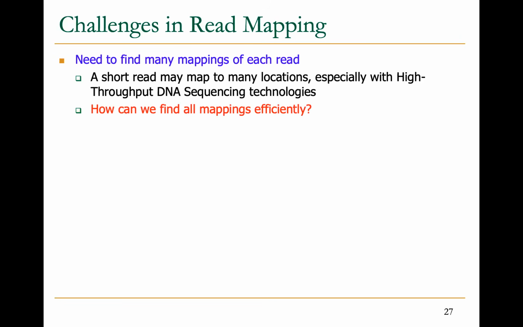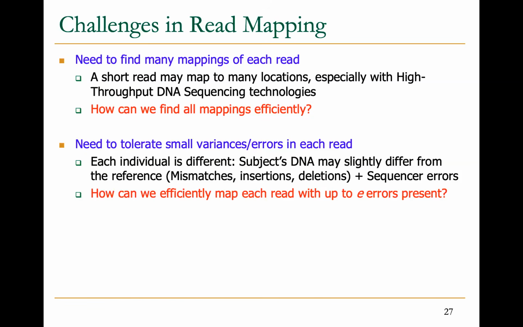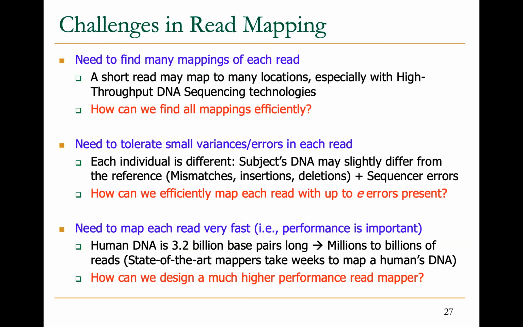So what are the challenges in read mapping? This was actually mentioned, but let me put them together a little bit. You need to find many mappings of each read. Each read may match many possible places in a reference genome. How do you find all mappings efficiently, and how do you actually build confidence that that's the right mapping? You need to tolerate small variances or errors in each read, and this may happen because of two things. One is the read that you're actually getting from the sample may not match the reference genome because there's some variation between human beings, between different species, etc. Or the machine has given you an erroneous read, right?